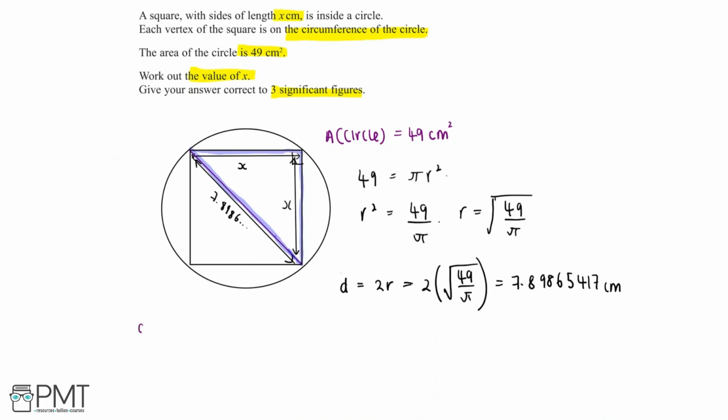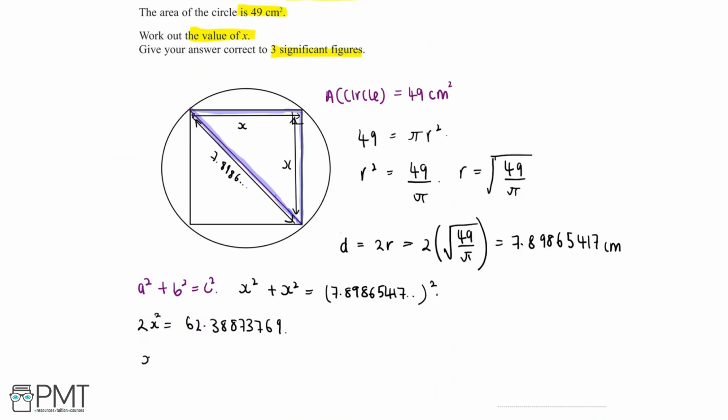Now in Pythagoras, we know that a squared plus b squared equals c squared, and so given our right-angled triangle, we can say that x squared plus x squared is equal to the diameter squared, which is 7.89865417 all squared. And using our calculator to find the diameter squared, we can say that 2x squared is equal to 62.3887369.